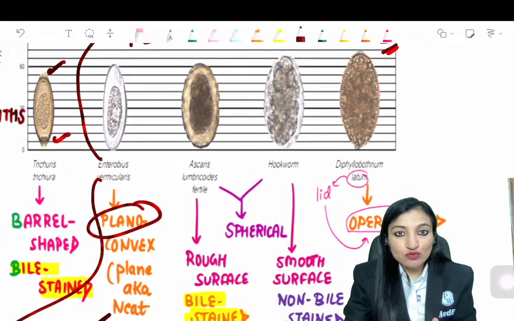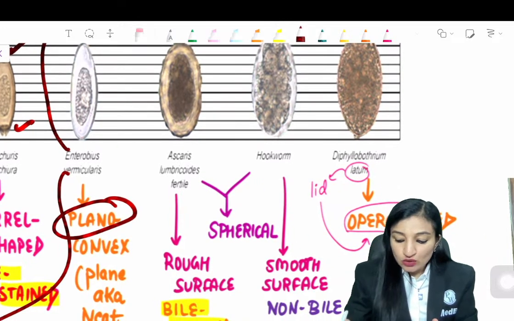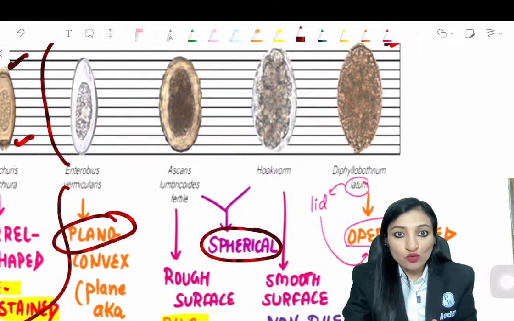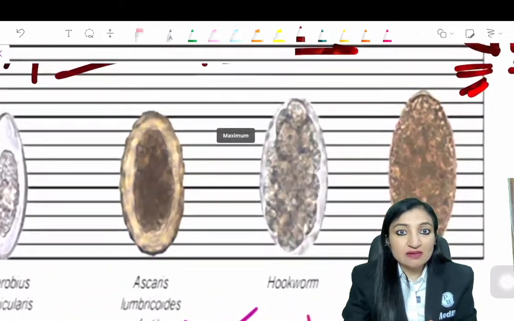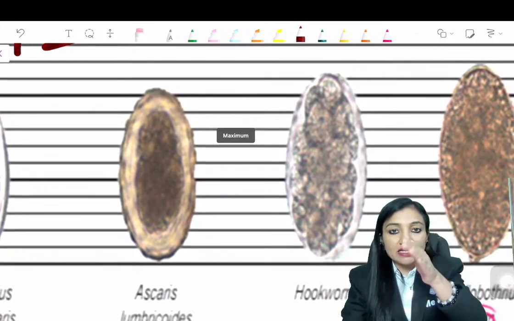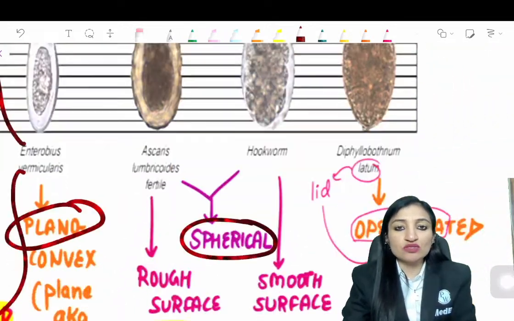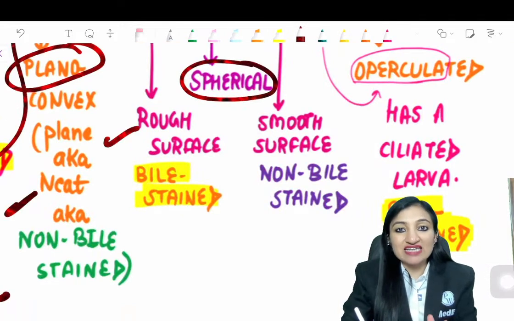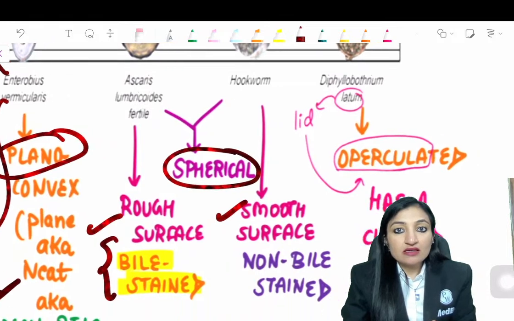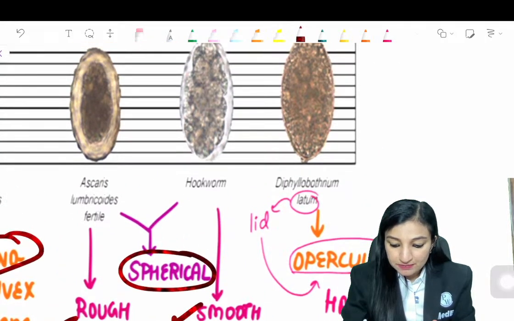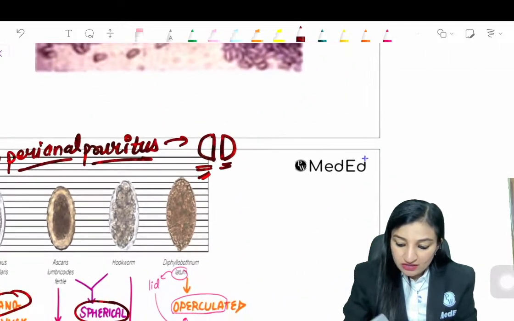So moving on, we are going from left to right. The third egg I have put up is Ascaris lumbricoides and the fourth one is hookworm. Let us take them together. Now they are either spherical or oval. In this diagram they both are oval. The eggs of Ascaris lumbricoides and hookworm are opposite to each other. As you can see, the Ascaris lumbricoides egg has irregularities called mammillations or protuberances on its surface. On the other hand, the hookworm egg has a smooth surface. So the rough surface is seen in Ascaris egg and smooth surface in hookworm. Ascaris is bile stained, hookworm is non-bile stained. Hookworm is non-bile stained. Is this clear?